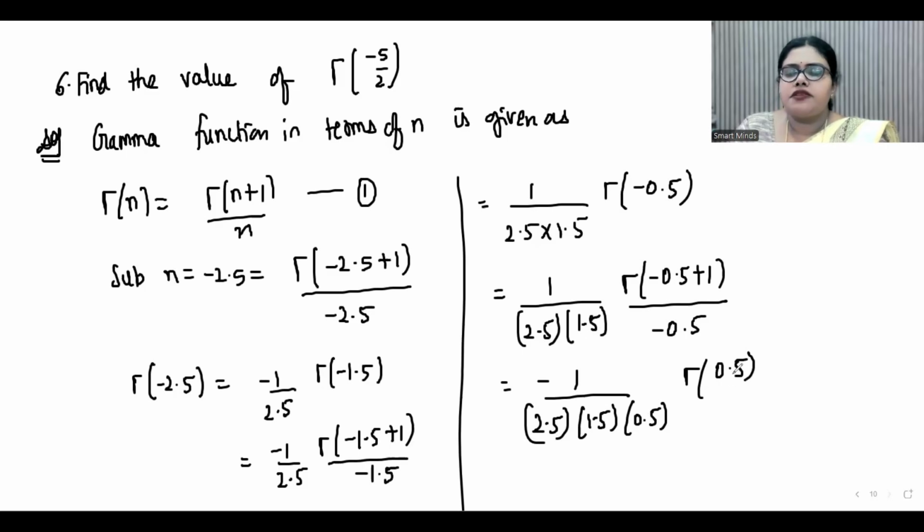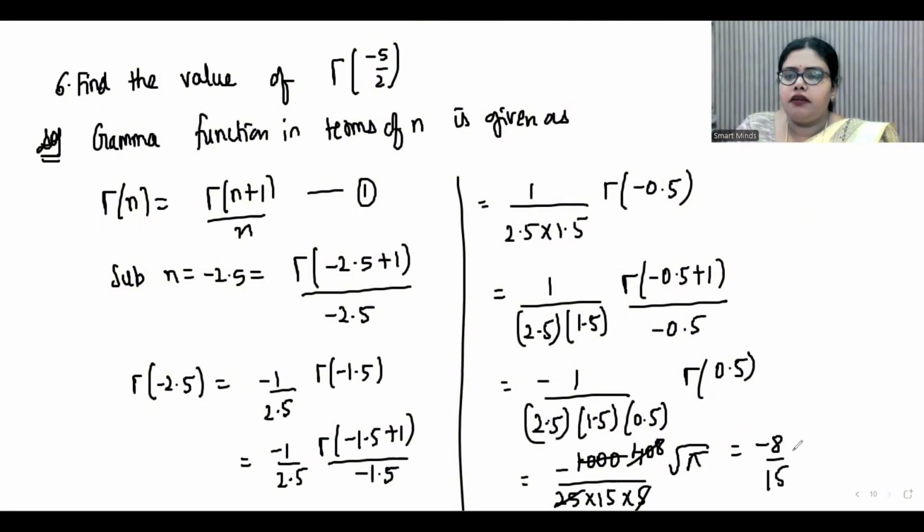Gamma of 0.5 is nothing but gamma of 1 by 2. But we know that gamma of 1 by 2 is root pi. So that is minus. Now if we remove these 3 decimals, we can take 3 zeros in the numerator, by 25 into 15 into 5, and this is root pi. How can you cancel this? 25 ones are 25, 40s are, 5 ones are 5, 8s are. So that is minus 8 by 15 root pi.